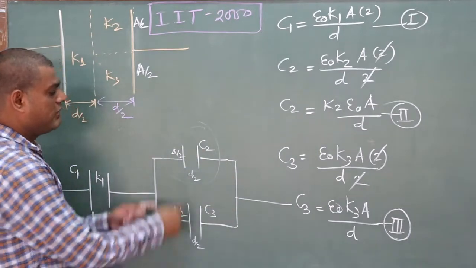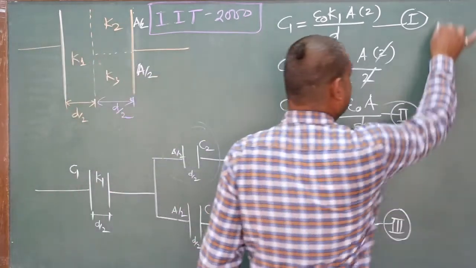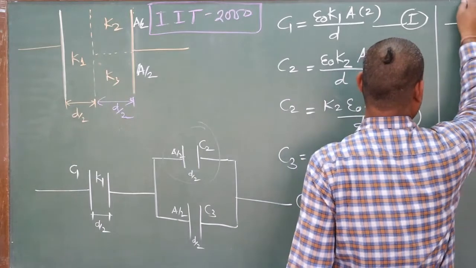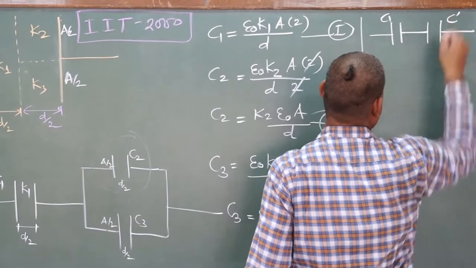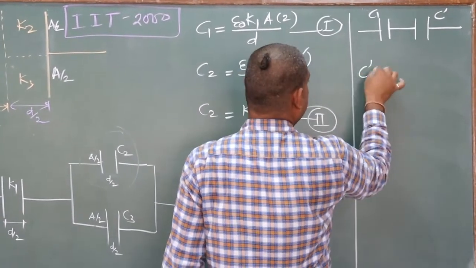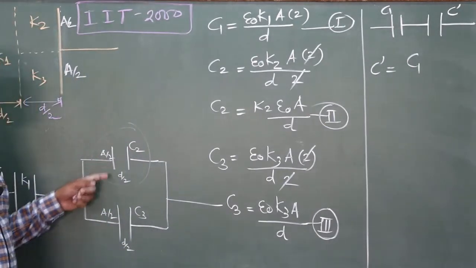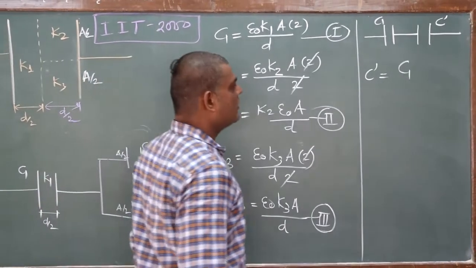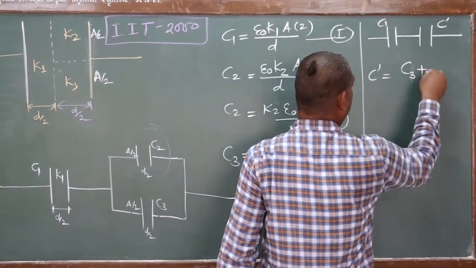First of all, we will solve this C2 and C3. We will take the equivalent of C2 and C3. So we can write like this, right? See, this is the first capacitor C1. After solving this, you will get C dash. What is C dash? C dash equal to C1. They are in parallel, right? They are in parallel. So we will write C dash equal to what? C2 plus C3.